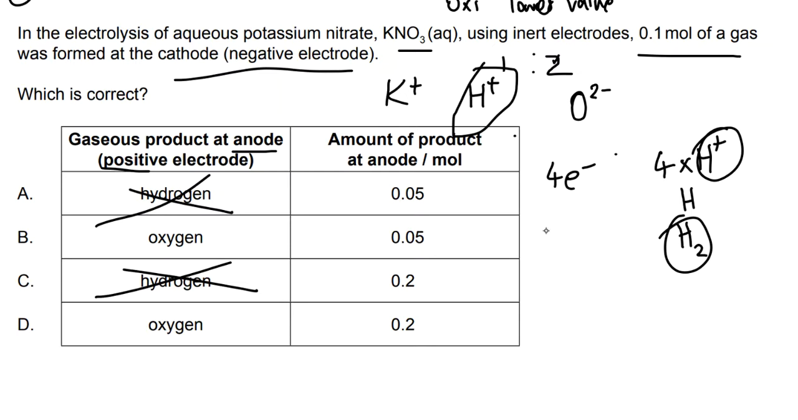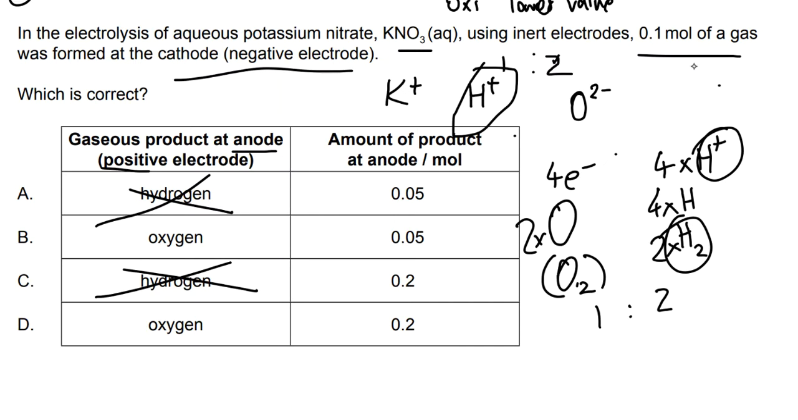Now for the oxygens, we had 2 oxygens, right? 2 times oxygen, we get 1 diatomic molecule. So we've had 2 hydrogen gas molecules for each 1 oxygen molecule. So we're going to have a 2:1 ratio. And the 2 ratio here is going to be 0.1 moles of hydrogen gas. So the 1 ratio, or the oxygen gas ratio, is going to be half of 0.1, which is going to be 0.05. So it seems to me that this is the correct answer.